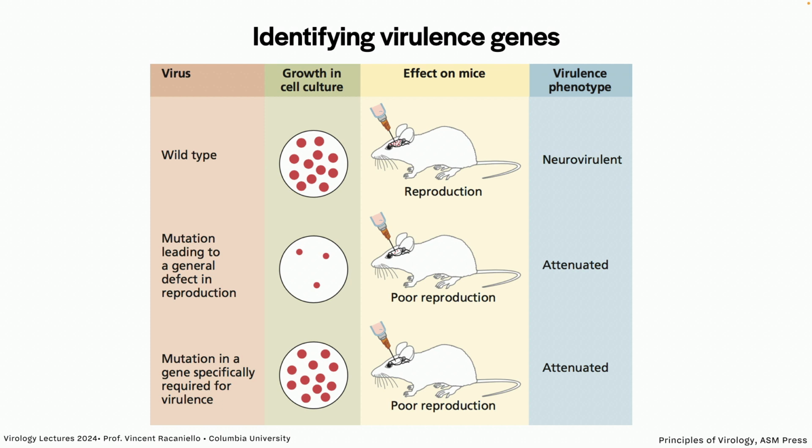But the third example is what we'd like to study. We make a mutation in a gene that does not affect reproduction in cells in culture, yet when you put it in the mouse, it doesn't cause disease. So that's a gene that's needed for making disease in an animal. It's not just needed for reproduction and fitness, which is important, but what we want to know is, are there virulence genes that modulate the pathogenicity? So that's what virologists have done for many years now.